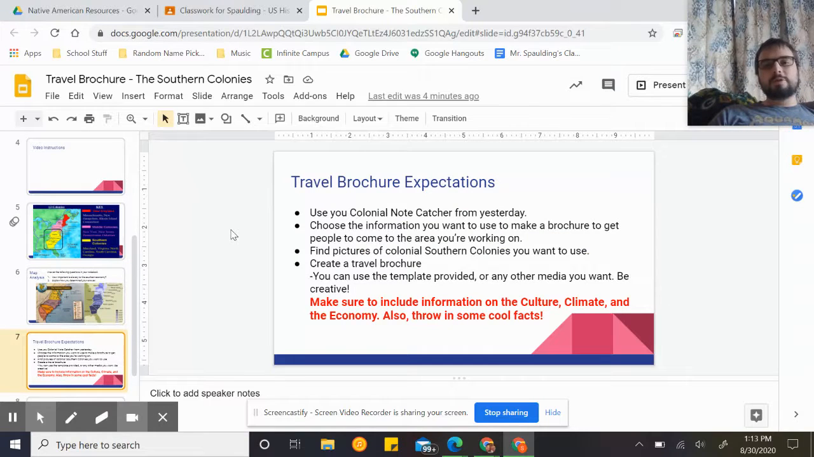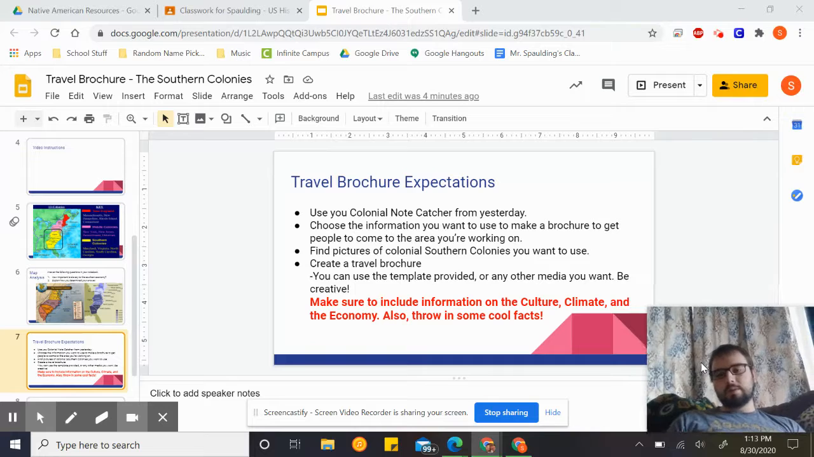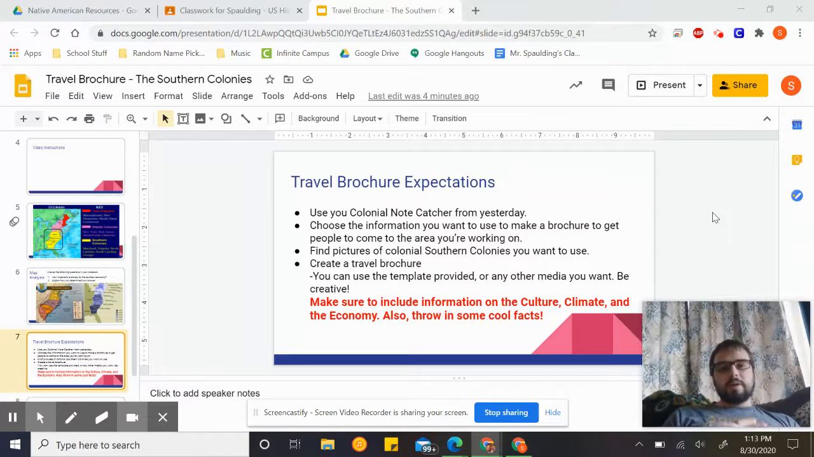Your travel brochure expectations. Once again, we have the template attached for you and Mr. Hallwagner's example. Okay, I should also probably pull myself back into view here. Perfect. So here's what we're expecting. Use your colonial note catcher from yesterday. Use that Southern Colonies note catcher. Make sure you're including things like culture, climate, economy, and some cool facts.